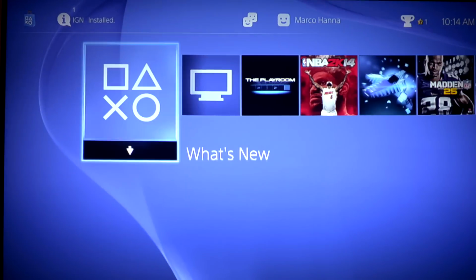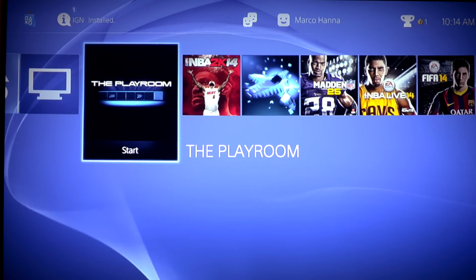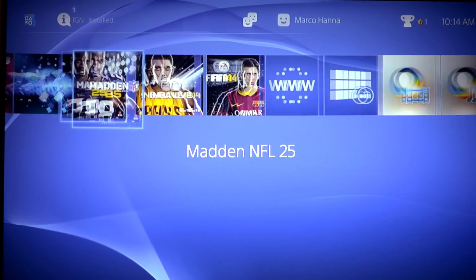Another added feature is a What's New feature, which is similar to HTC's BlinkFeed. It basically connects you with everything that's happened with yourself and your friends on PSN.